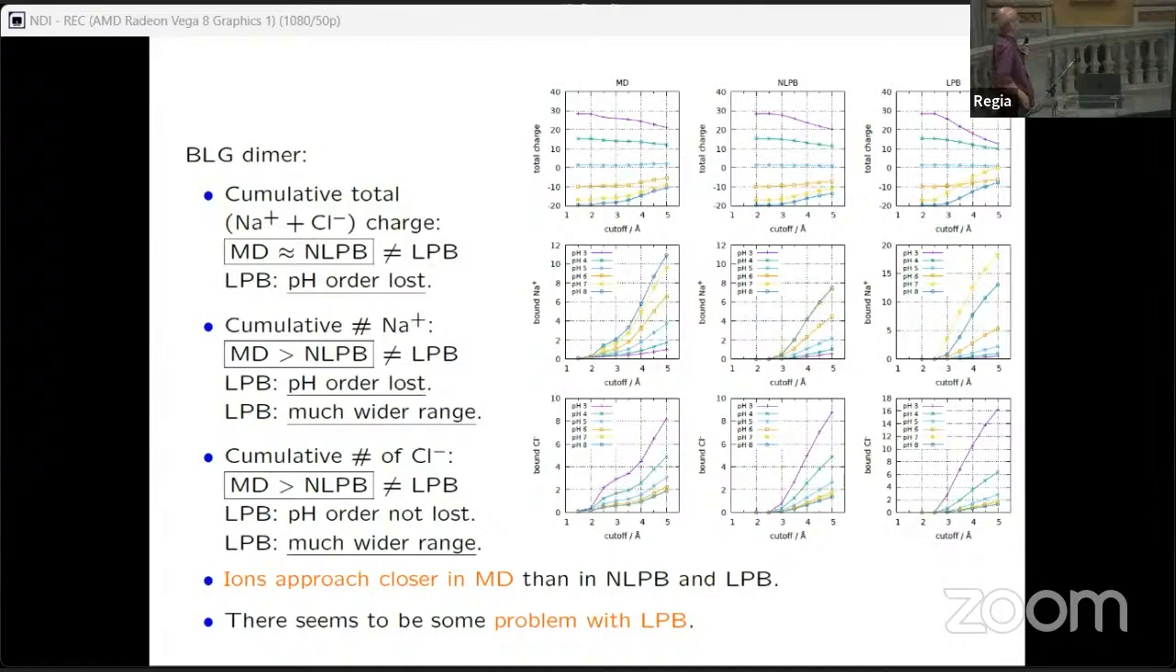If you look at the dimer, the situation is very similar. I will not go into much detail. What you see again is that in general, the MD and the nonlinear are quite similar. The ions always approach closer in the MD case, and the linear is always very strange, okay? So this seems to indicate there is some kind of problem with the linear form, even for a system with a much lower charge density than a nucleic acid.